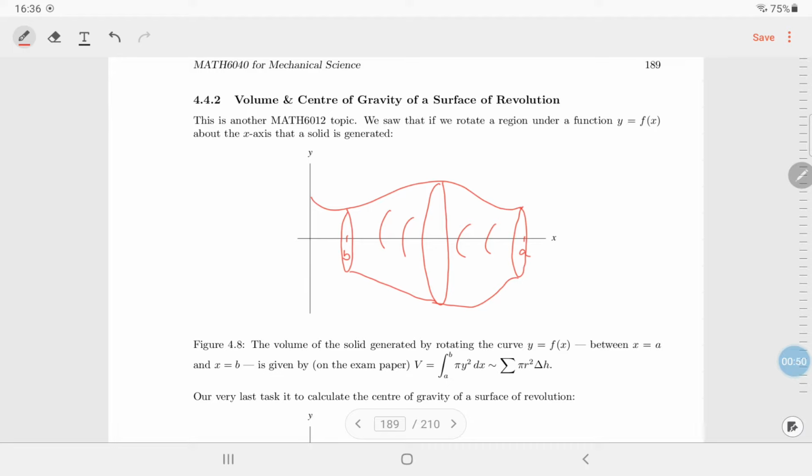So if you rotated just an ordinary line, you'd end up with a cylinder. Maybe I'll do a slightly better drawing of that. Take that, so rotate this around the x-axis at every point. You get a cylinder. If you rotate a line like that, you actually end up with a cone.